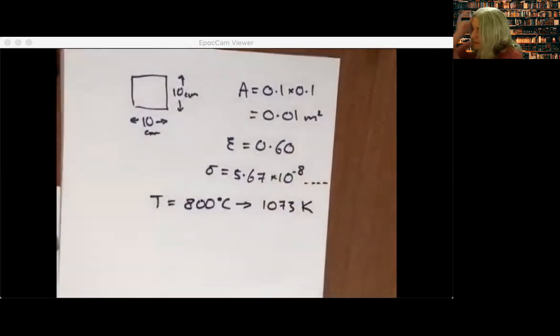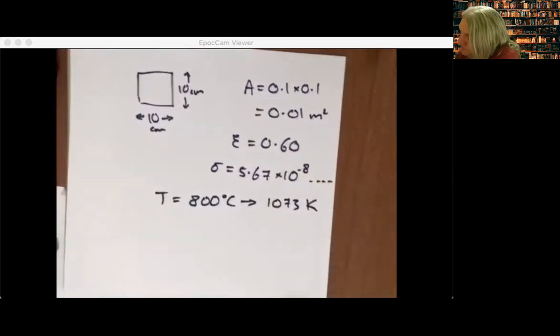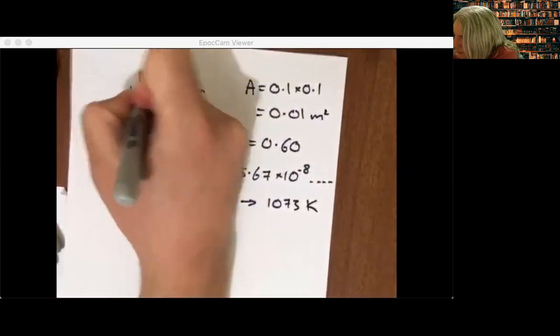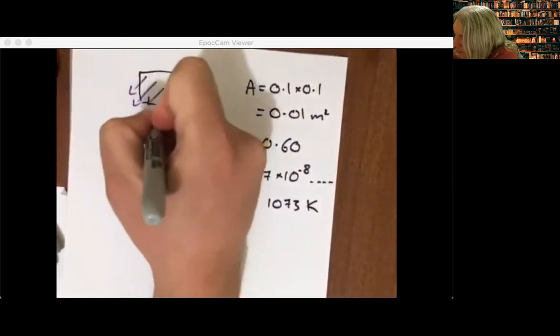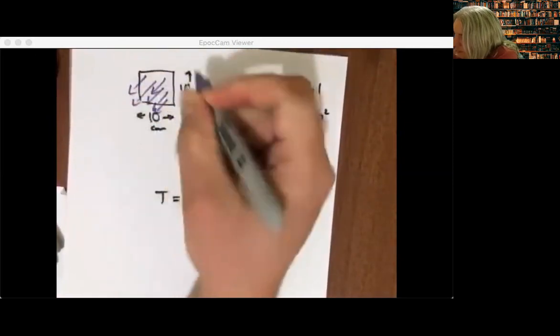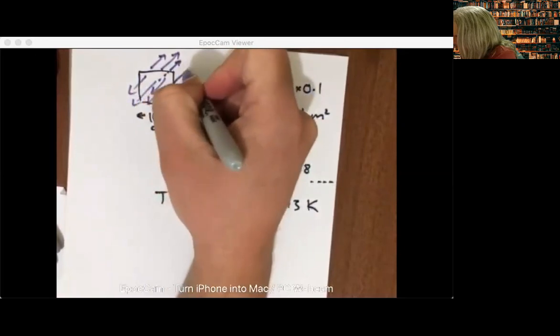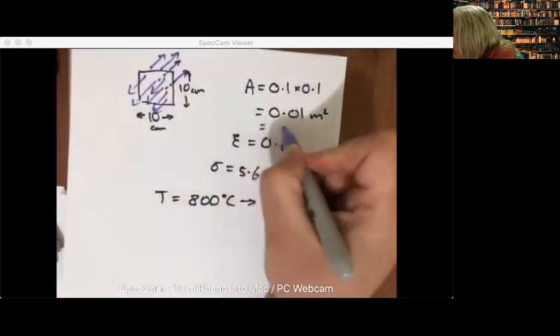Right. Okay, so how much is this radiating? Well, the first thing to think about is the fact that the area tells us how much is radiating, because every part of this is going to be radiating. But what about the other side? Right? The other side will also be radiating. So actually, we need to double our area.